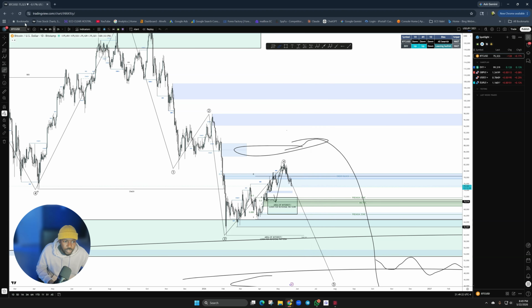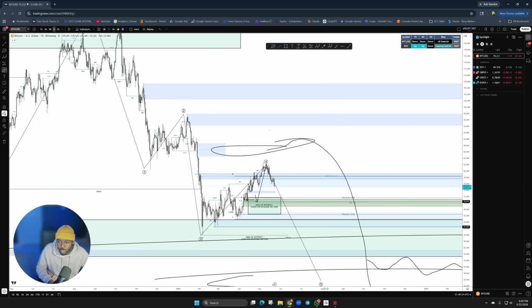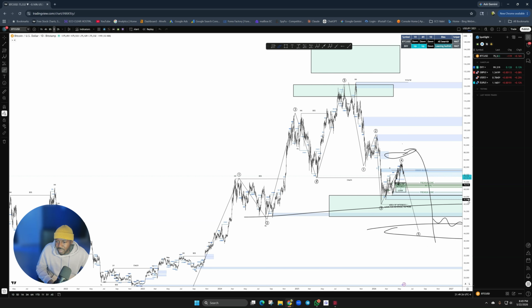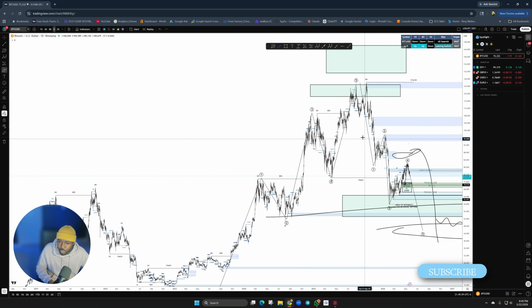But overall, structurally, I am looking for one more drop on Bitcoin down into, I would say, anywhere under 52,800. 52,800 is going to be ideal for me. But I want to see this low taken in here. So another fall for Bitcoin before we see the long-term push up to break above 128,000.